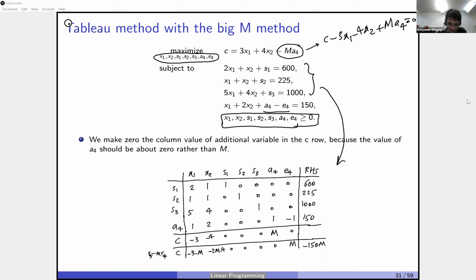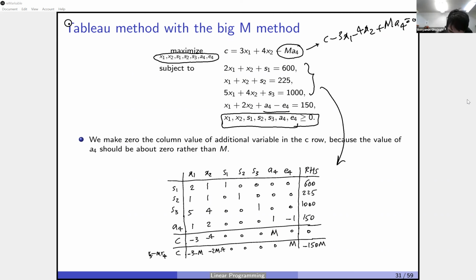Right? So see, minus 3 x1, minus 4 x2, plus all of these 0s: 0, 0, 0. Here it becomes plus because I have brought it to the left-hand side, plus M A4, plus 0 in the cost, and something. It's 0 here.